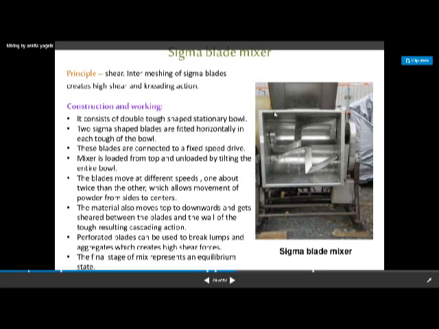It consists of a double trough shaped stationary bowl. See, this is a stationary bowl. And two Sigma shaped or Z shaped blades are fitted horizontally. You can see here these two blades are fitted in the trough. These blades are connected to a fixed speed drive.